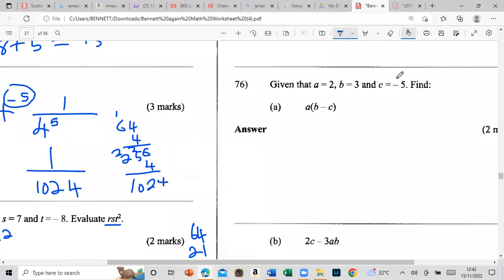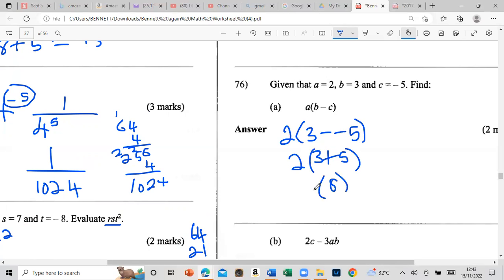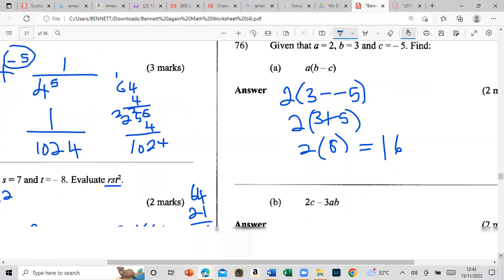Alright, so this one is similar to this. It says a is equal to 2, b is equal to 3, and c is equal to negative 5. This is worth 2 marks. Remember, these are past papers. So b will be 3 minus negative 5. Very tricky question. So this will be 3 plus 5, which is 8. Add the bracket first, what's inside the bracket, and then multiply. So that's 16. Alright guys, type in the answer for this one, our final one for today.